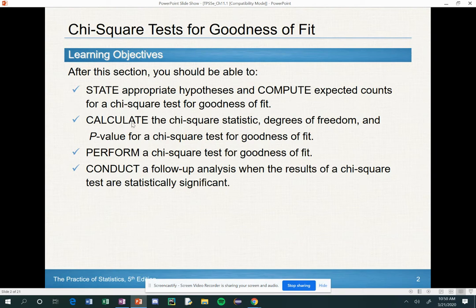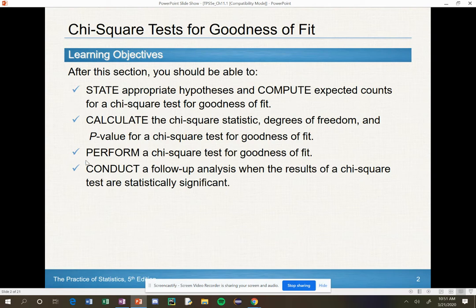Okay, we need to calculate the chi-squared statistic, which we have yet to do. We haven't seen any examples of how to do that. We also need to calculate the degrees of freedom, which we've never done before. And then we're going to get our p-value from that chi-squared statistic. We're going to learn how to do a 4-step process. That's what's going on in here.